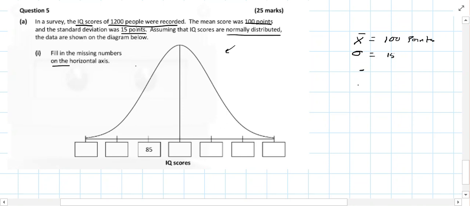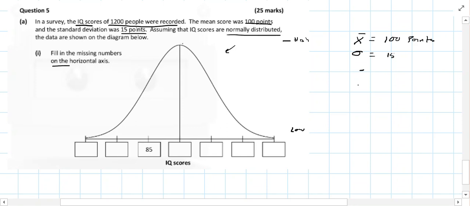So what we have here is a frequency distribution. The frequency goes from high to low. And what you're being asked to do is fill in the boxes below with scores. So we have one score here which is 85.